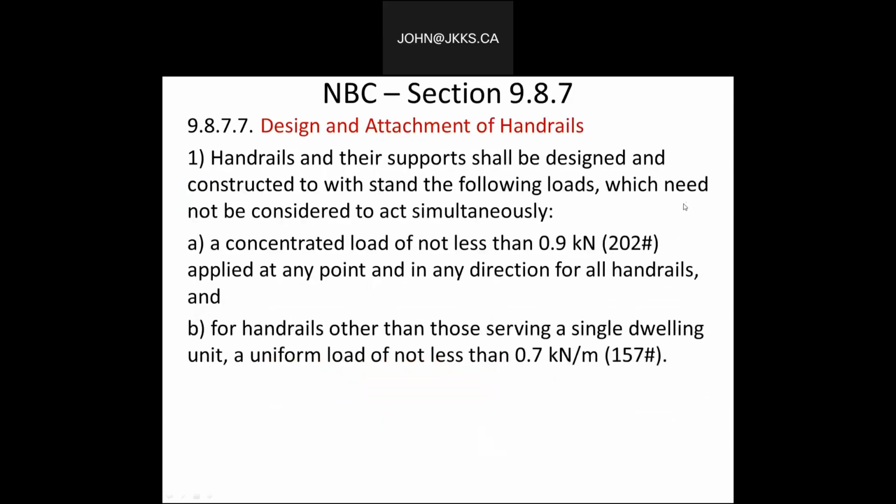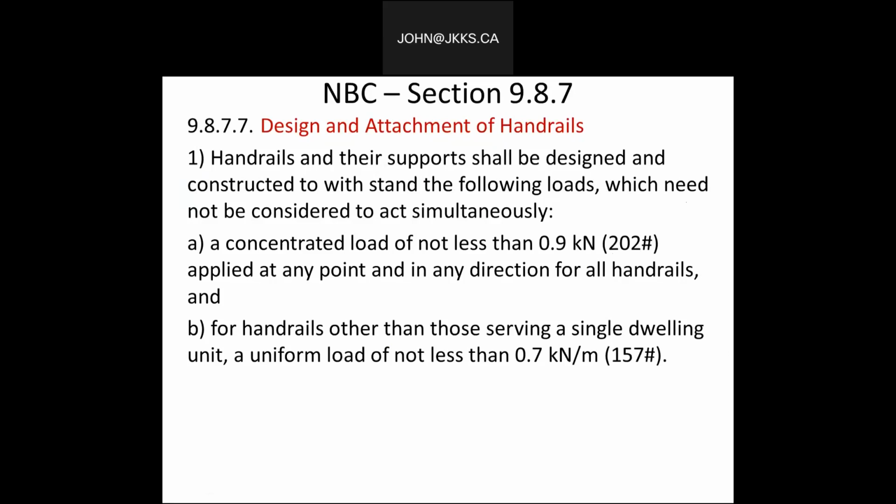How about the design and attachment of handrails? So how are they fastened? Handrails and their support shall be designed and constructed to withstand the following loads, which need to be considered to act simultaneously. So we're thinking about a person leaning against those handrails, or any weight or thing applied against it. It has to be able to withstand a push or a heavy weight being concentrated against those handrails.